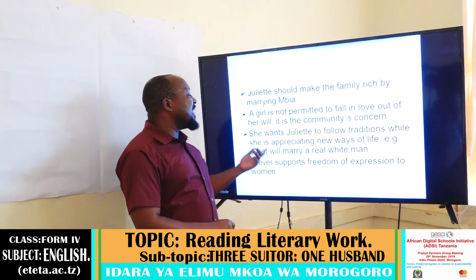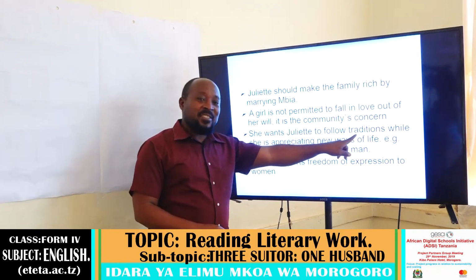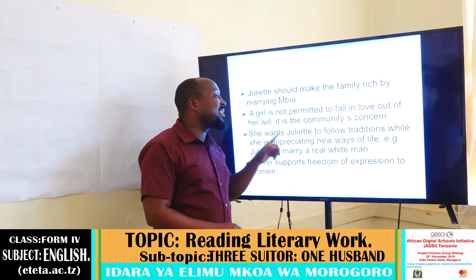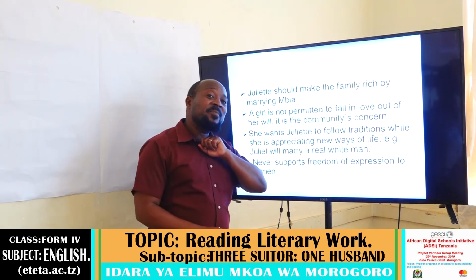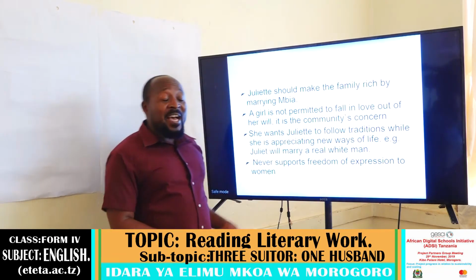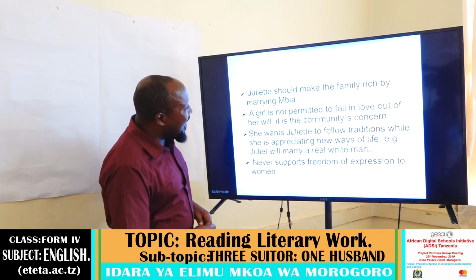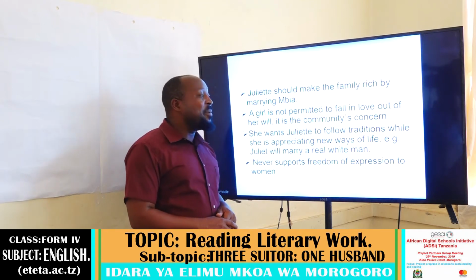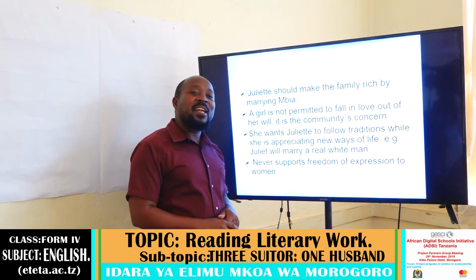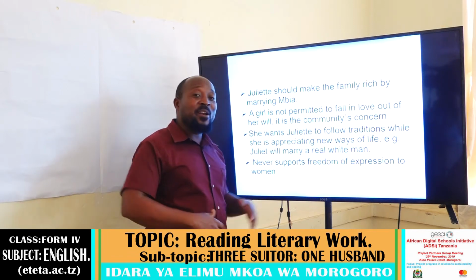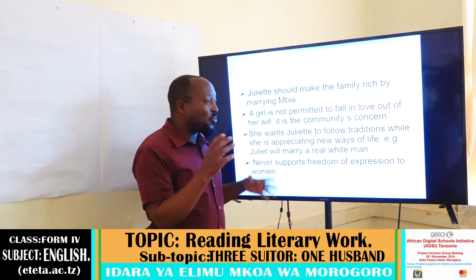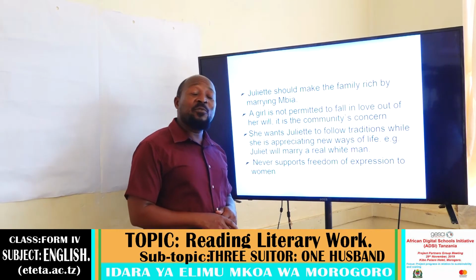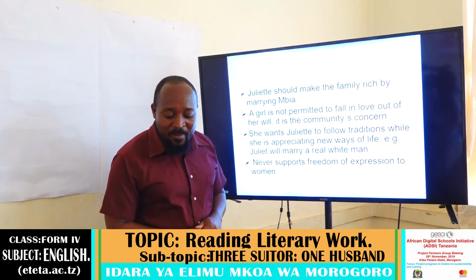Yes. And so she is insisting that Juliet should follow the traditions. Bella insists that Juliet should follow the traditions. And altogether, she thinks that because Juliet has gone into school, she's going to get married to a real white man. Here it means someone with big money. And so, somehow contradicting, but never supporting freedom of expression for women.